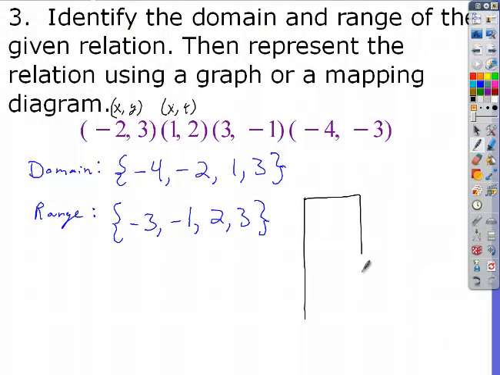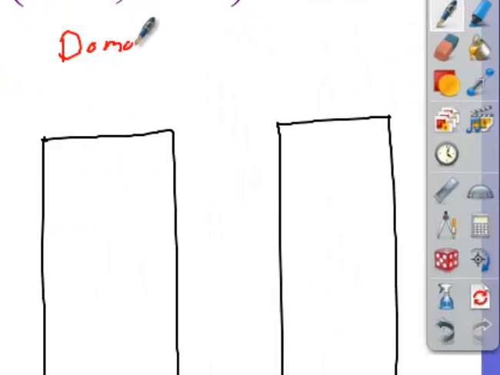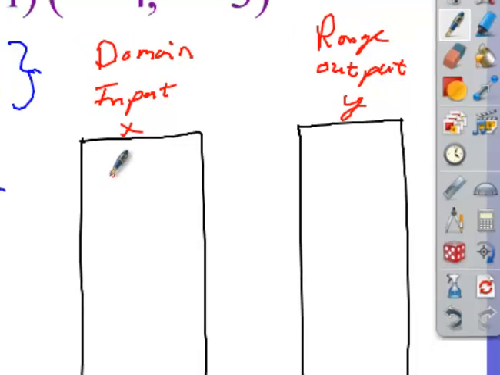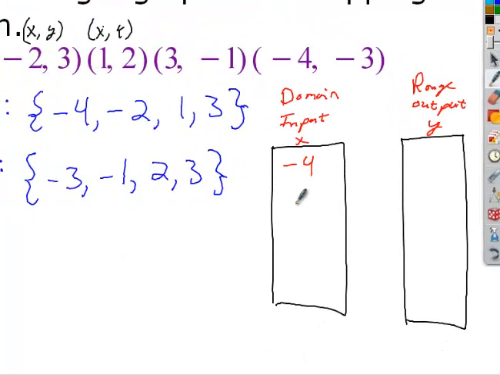So for a map, you're going to have 2 boxes, an input box and an output box. So this is a domain. This is a range. Okay, input, output, x, y. All of those names mean the exact same thing. So we're going to list our values. So our x values are -4, -2, 1, and 3. Our y values are -3, -1, 2, and 3.